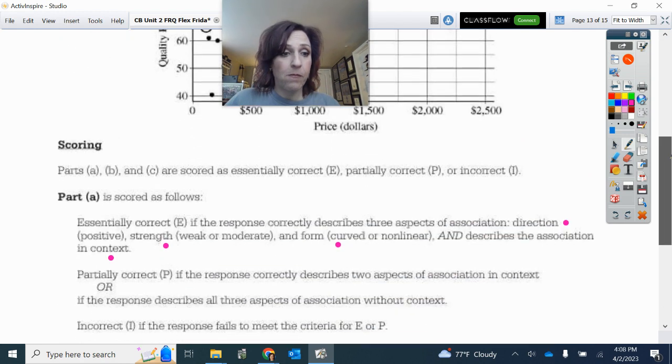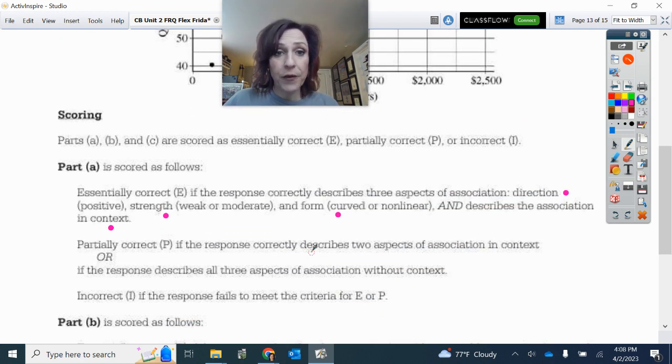To get credit for that, the things for full credit were those 4 things. The direction was positive. I don't think I said positive earlier. Then it was a weak or moderate strength. The form was that it was not linear, because that one point made it appear to have a curved pattern, and then the context included. So those 4 things.